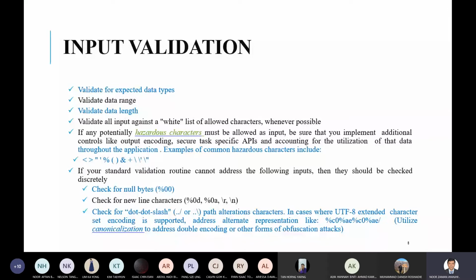So we need to validate the data range as well. We need to validate the data length as well. We need to validate even the whitelist as well. We need to manage the spaces and any other special or hazardous characters as well. So you can see there are so many characters given here. We need to see how we are managing the null values and the newline characters as well.